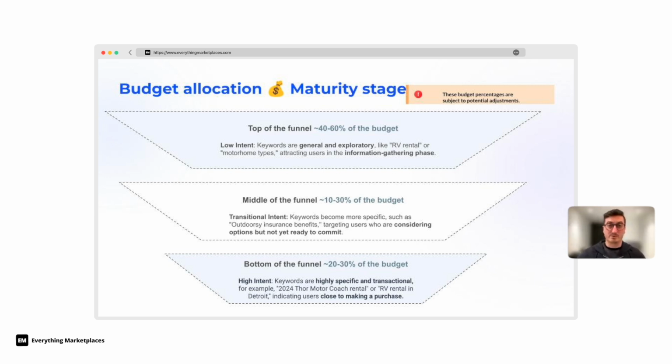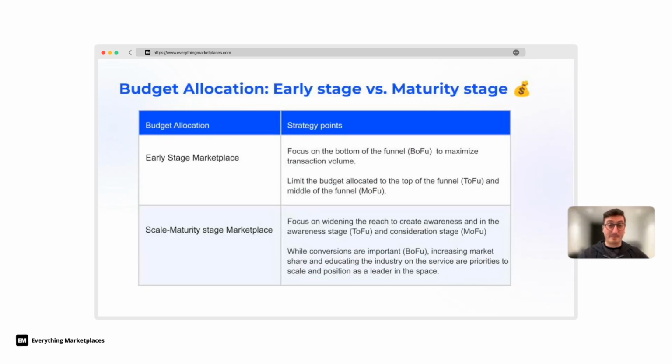This can also be the case, for example, of Airbnb. They're very focused on the top of the funnel, trying to bring more people onto the platform, but also having bottom of the funnel re-engagement campaigns or very specific high intent keywords that are very transactional. And this is the main difference, just to sum it up.